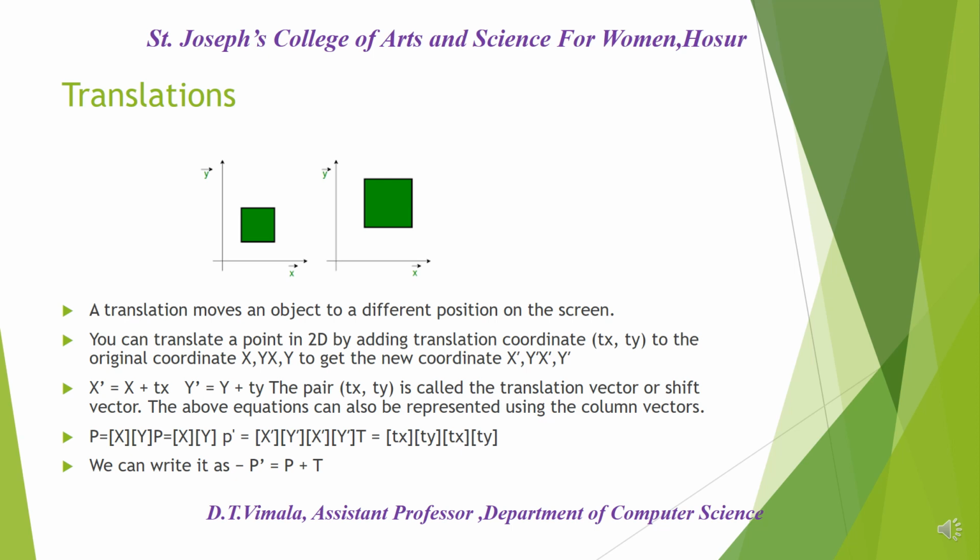Next is translation. Translation is moving an object from one place to another place on the screen. That means moving an object to a different position on the screen. How can we do this? We can do it by adding the translation coordinates tx, ty to the original coordinates x and y. That means x dash equals x plus tx and y dash equals y plus ty. We can represent this in matrix form as P dash equals P plus T. Here tx, ty is a translation vector.